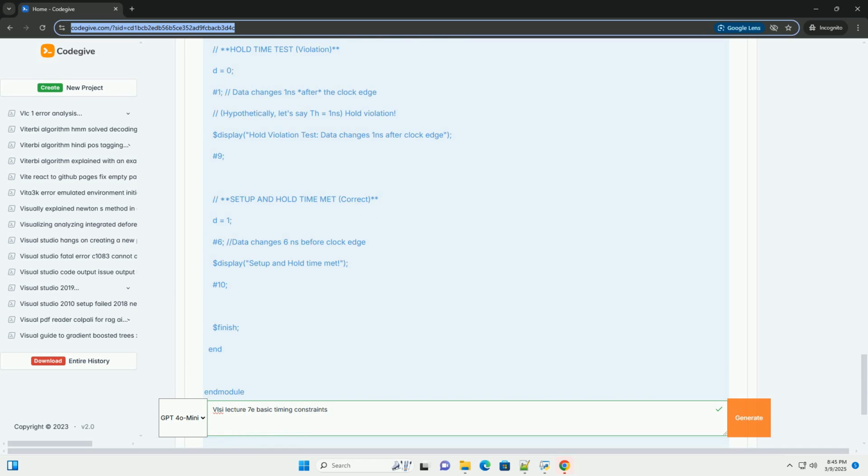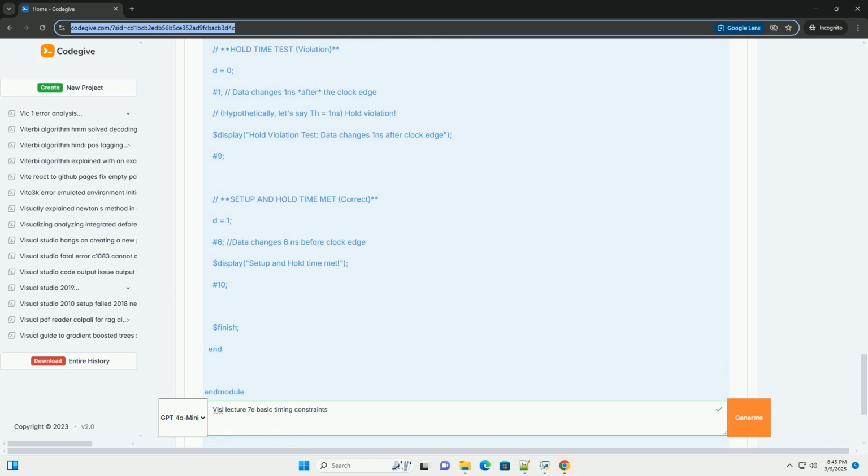Mathematical representation: Arrival time of data at flip-flop input plus hold time equals arrival time of clock edge at flip-flop clock input. Or T_data_arrival + T_h = T_clock_arrival. Visual representation.